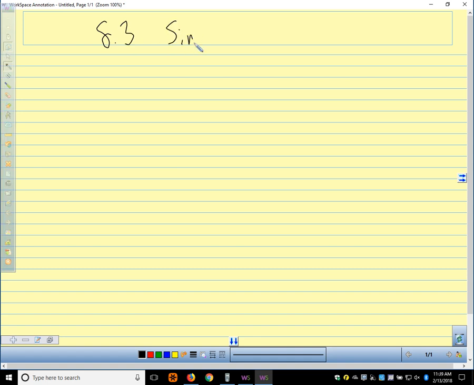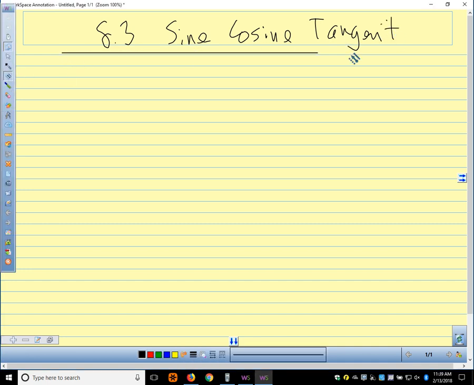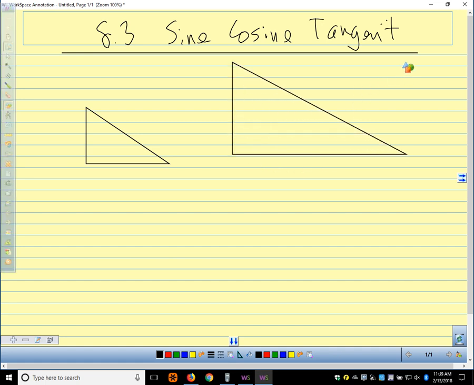We're talking about sine, cosine, and tangent. So what I want to do is start, and this is not on the graphic organizer, but I want to remind us about similar triangles. So I'm going to draw two right triangles, and I'm going to say that both of these triangles have a 53-degree angle, for example.